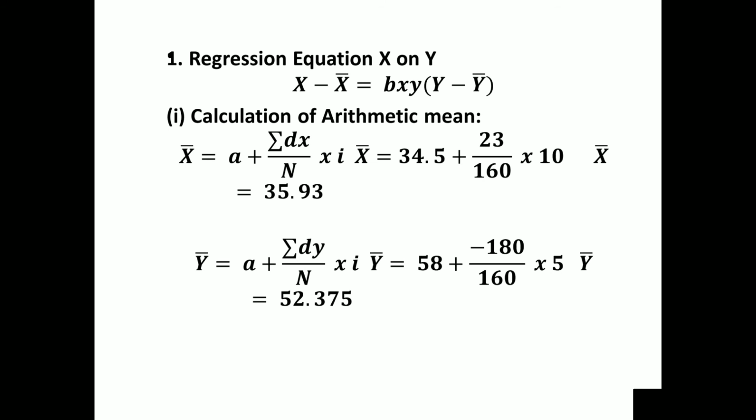Now let us move on to the calculation part, that is, the calculation of the regression equations x on y and y on x. So the first part is the regression equation x on y. We all know that x minus x bar is equal to bxy into y minus y bar. This is the equation of x on y. The first part of the calculation begins with the arithmetic mean calculation.